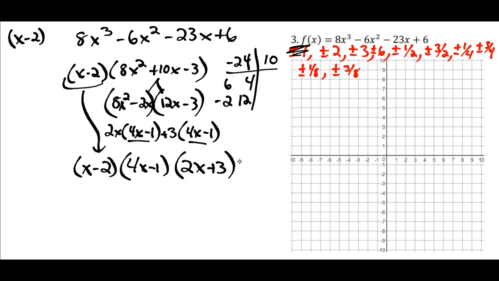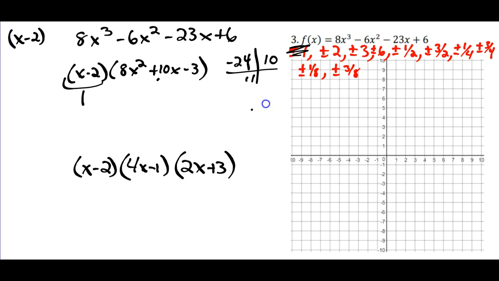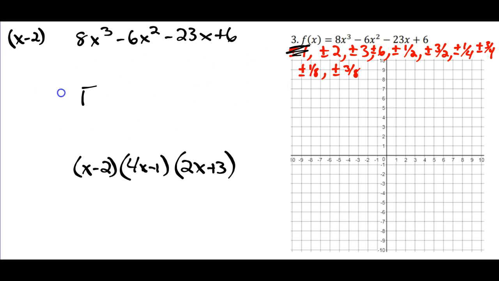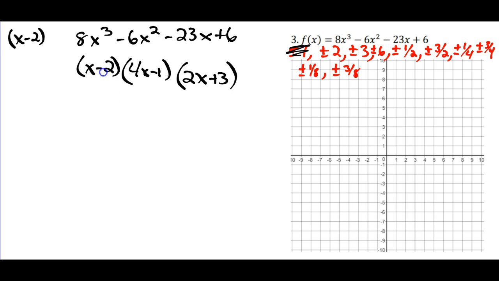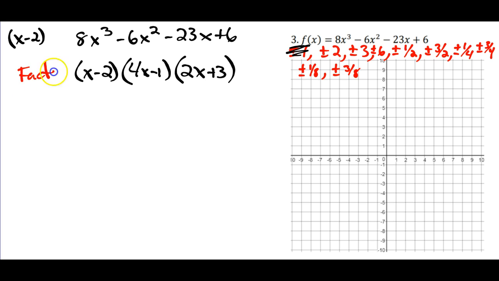I need to come up with my zeros. So once again, clean up all this work. I'm going to just erase it so we have our factors now. Let's move these up. So these are my factors. Let's list out our zeros.